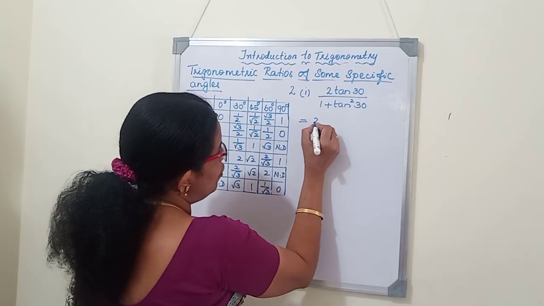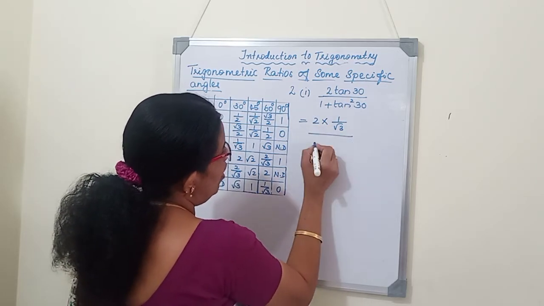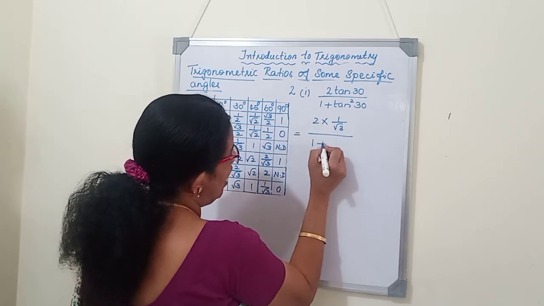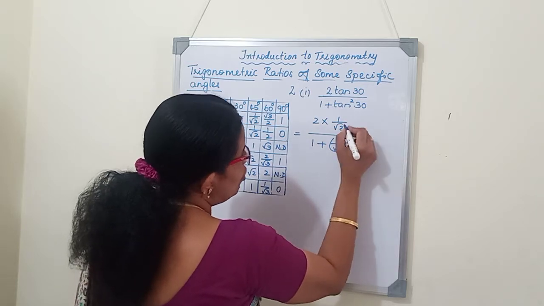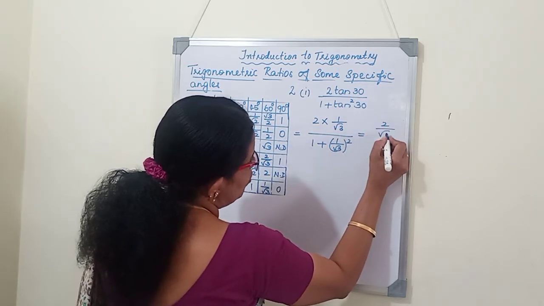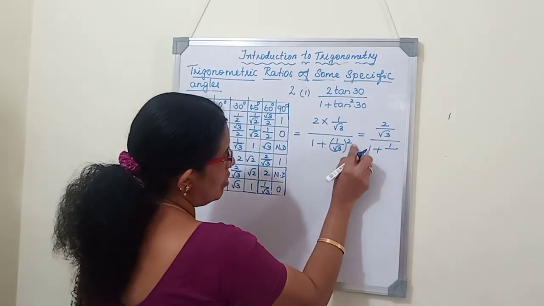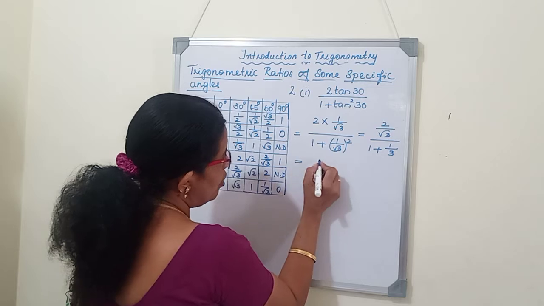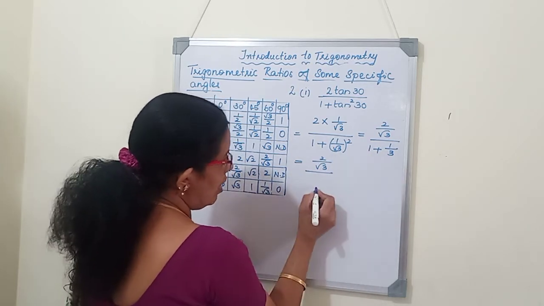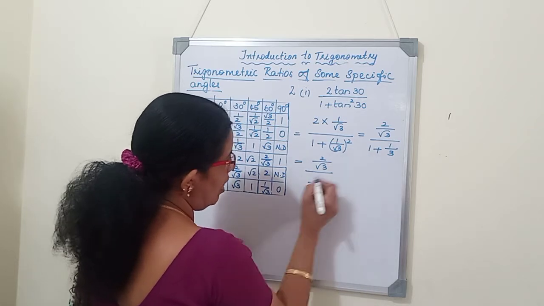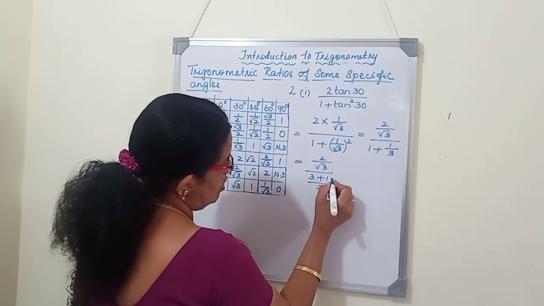We will find out. 2 into tan 30 is 1 by root 3, divided by 1 plus tan 30 again 1 by root 3, the whole square we will write. So we will get 2 into 1, 2. So 2 by root 3 divided by 1 plus 1 square is 1, root 3 square is 3. So here 2 by root 3 divided by, we have to take LCM. 3 is the LCM. 3 ones are 3. So 3 plus 1. 1 into 3, 3, and plus 1 as it is you write.